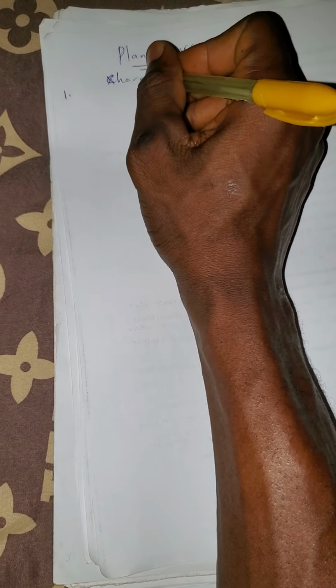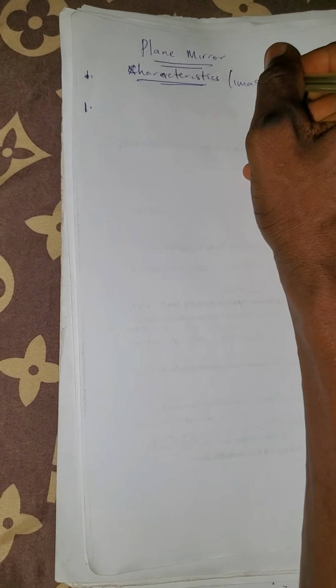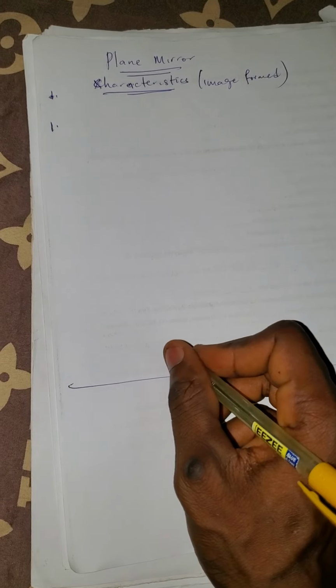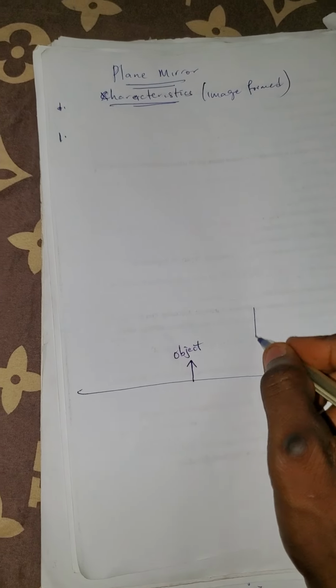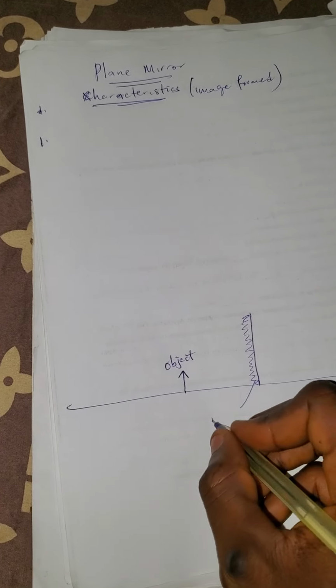Now, number one, I will talk about the characteristics of the plane mirror. What are the characteristics of the plane mirror? Let me say the characteristics of the image formed by the plane mirror. I'll be using this space to give you the illustration. Assuming you are the one here, this is the object that is placed at the front of the mirror. Don't forget, this is the reflecting side of the mirror.